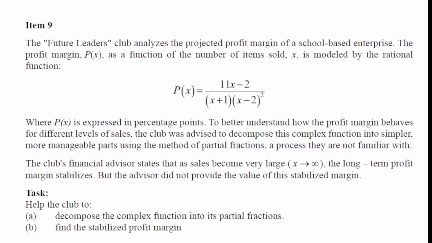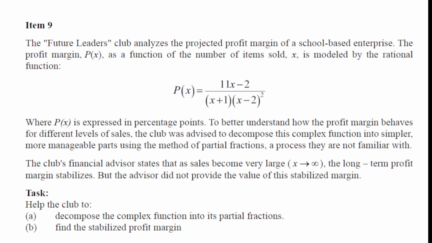In today's episode, we're looking at item 9 of our paper, and it goes: the Future Leaders Club analyzes the projected profit margin of a school-based enterprise. The profit margin, P(x), as a function of the number of items sold x, is modeled by the rational function given there, where P is expressed in percentage points.